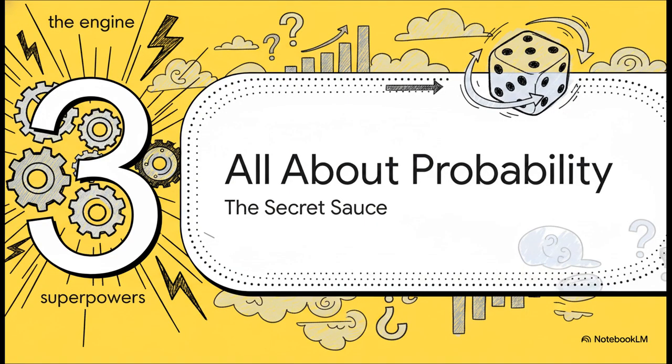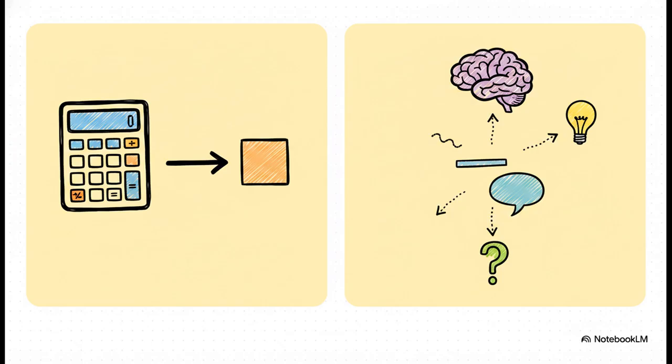Okay, so we've got the core engine, and we've got its awesome superpowers, but now we get to the real secret sauce, the thing that makes it all tick. It's a totally fundamental shift in how we think about getting an answer. It's not about certainty, it's all about probability. I love this comparison because it makes it so clear. A calculator is what we call deterministic. 2 plus 2 is always going to be 4, every single time. But an LLM, well, it's probabilistic. If you ask it, tell me a joke, there are tons, maybe infinite, correct answers, right? The AI isn't calculating one single truth. It's predicting what the most likely, most plausible next words should be.